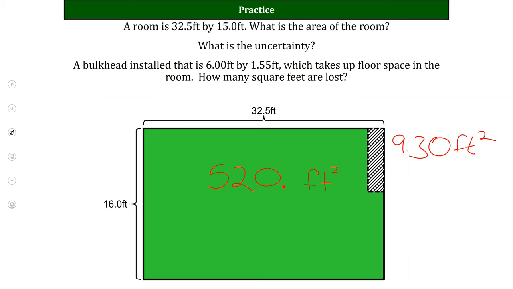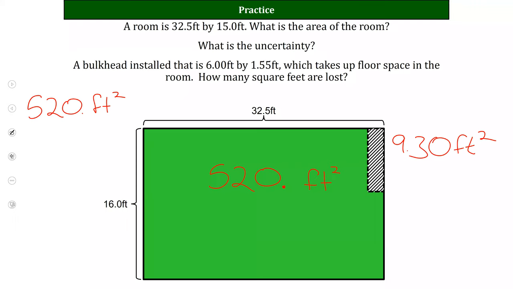What's the green area now? You subtract the 2, right? So 520 feet squared minus 9.30 feet squared.